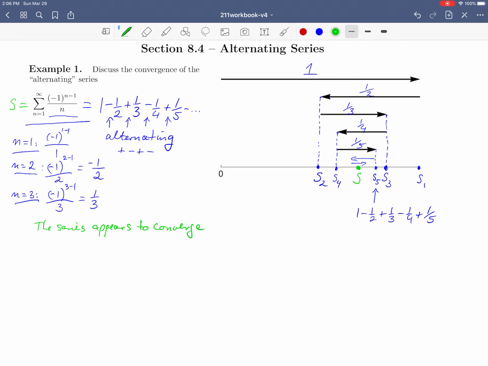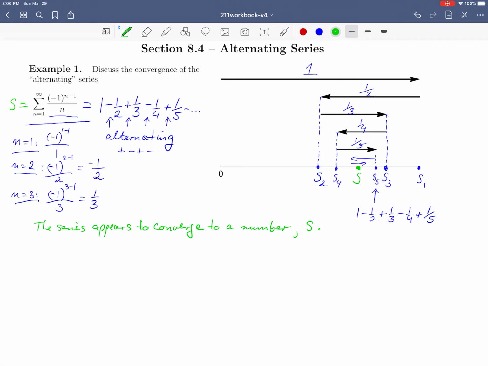So that's one observation: the series appears to converge to a number. And in that illustration, I called that number S.